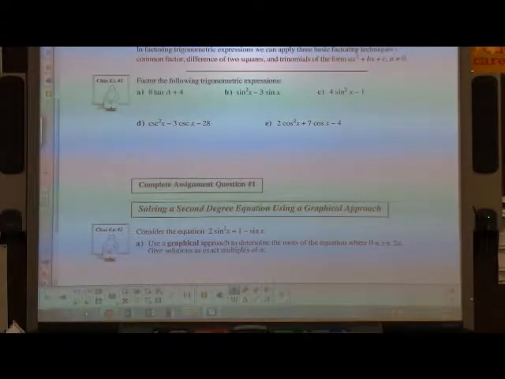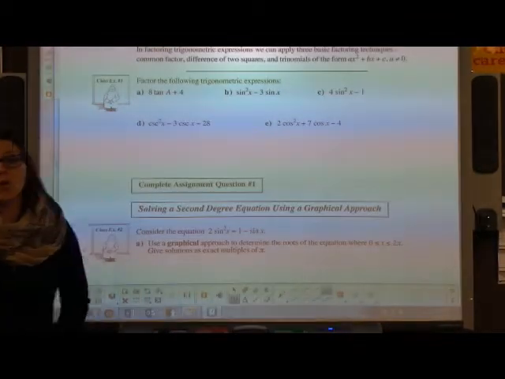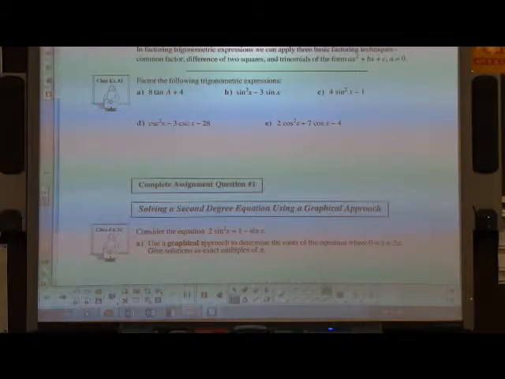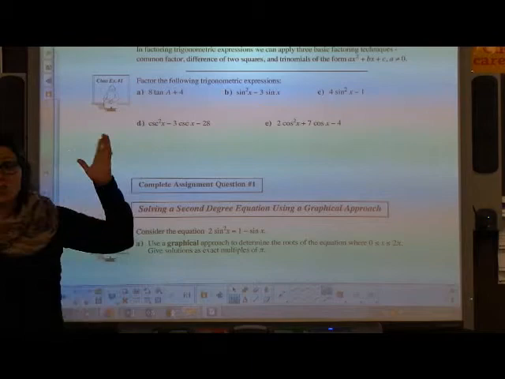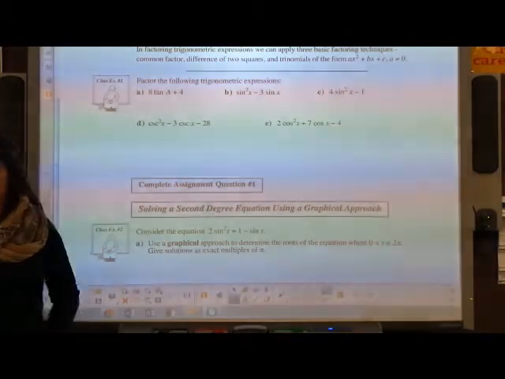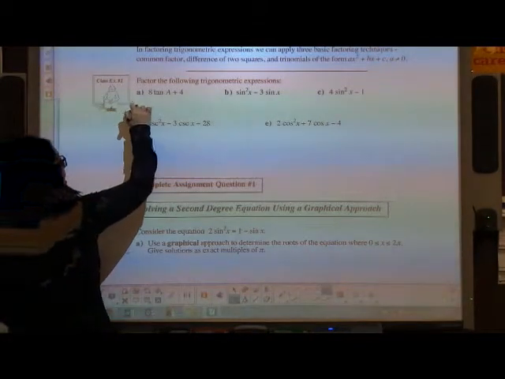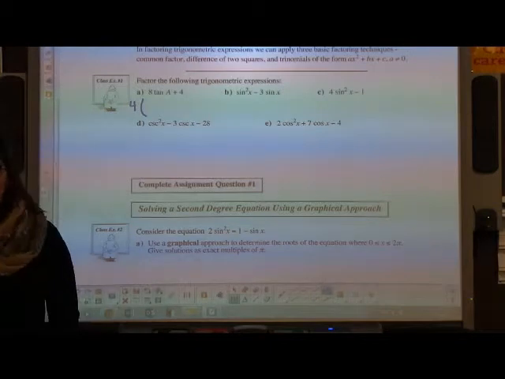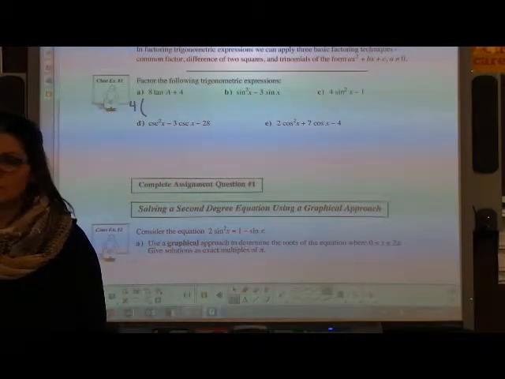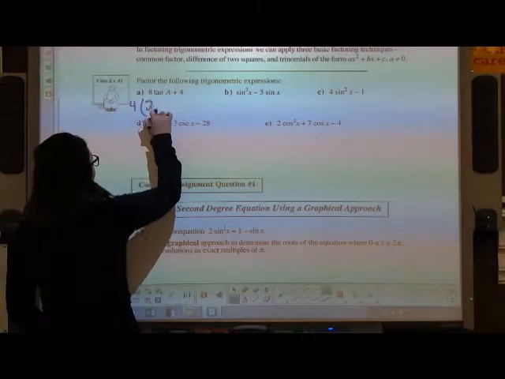If we look at factoring 8 tan a plus 4, remember all the different ways that we can factor. We look for a greatest common factor. We look for a difference of squares. We look for a quadratic. So in here, always start off with your greatest common factor. Do I have a common factor in both terms? 4. So if I divide both terms by 4, what's 8 tan a divided by 4? 2. So I'd get 2 tan a plus 1.